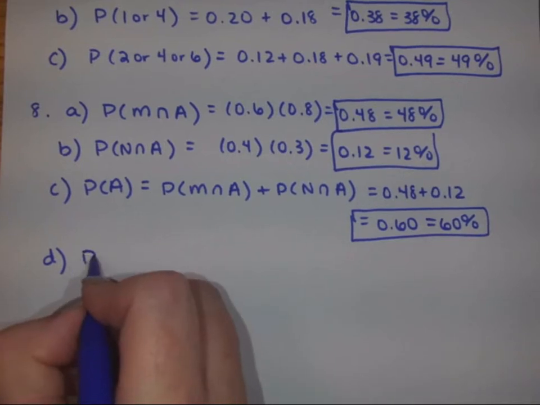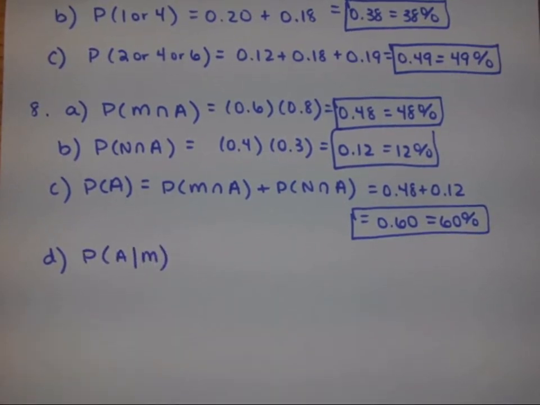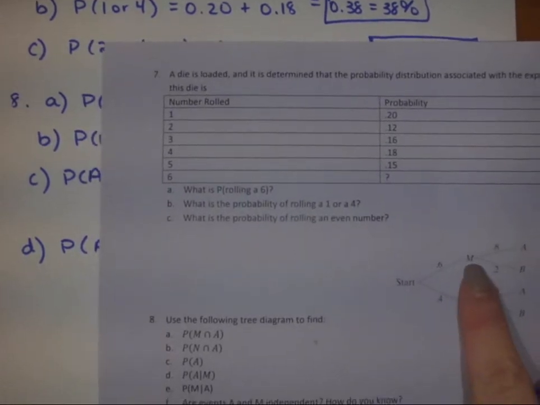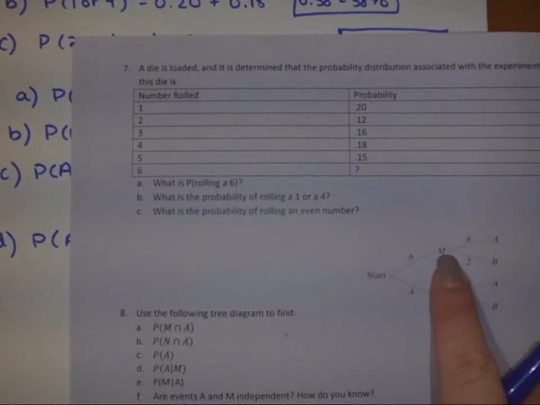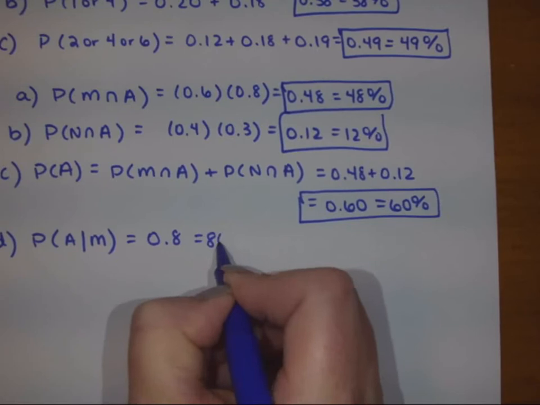Part D, the probability of A given M. Okay, so remember the formula for that is, well, I actually don't really need a formula. So this is the probability of A given M. So in other words, we're already here, and then we want to know the probability that we then go here, which is actually just 0.8. There's actually no figuring to do there. 0.8 would be 80%.